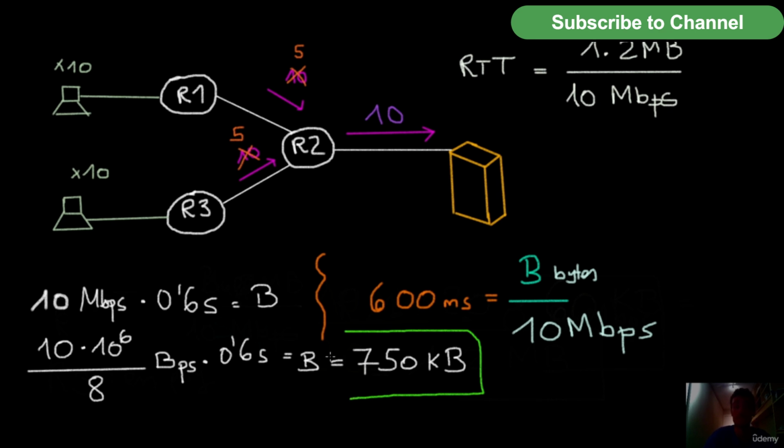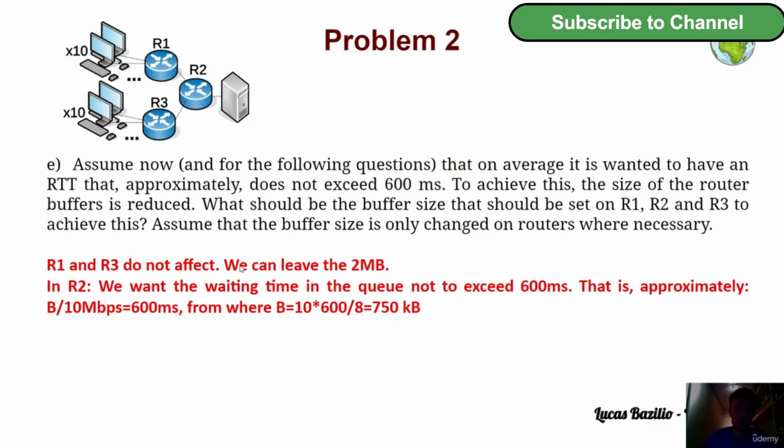So 750 kilobytes, which is considerably smaller than the 1.2 that we had initially, right? Remember that we had initially 1.2 megabytes. Very well, here we can see the full solution.